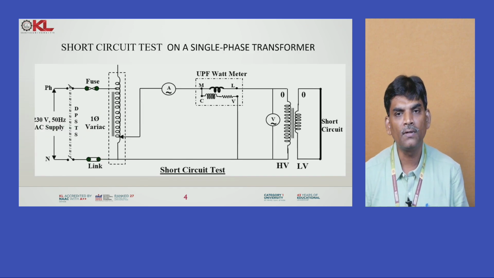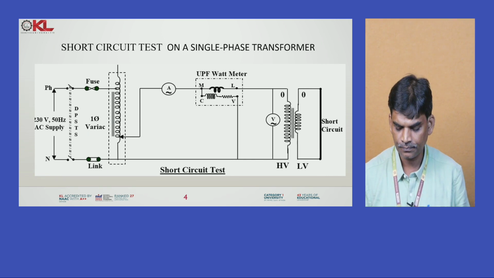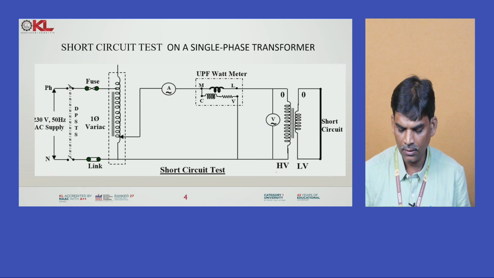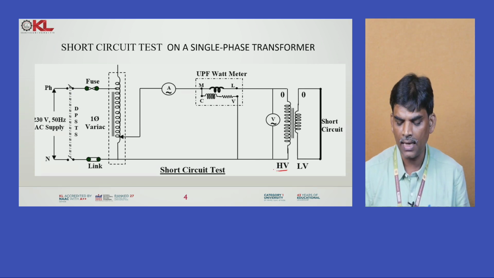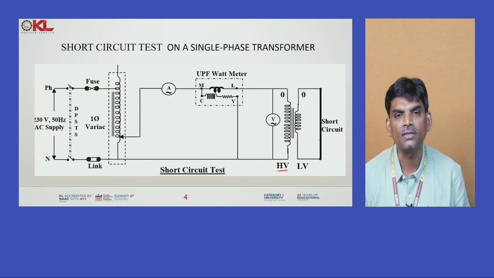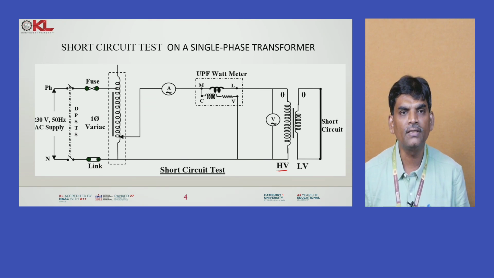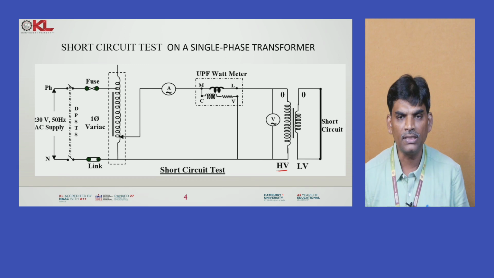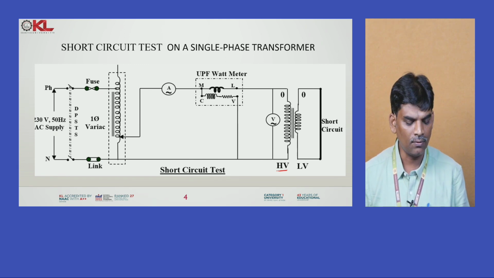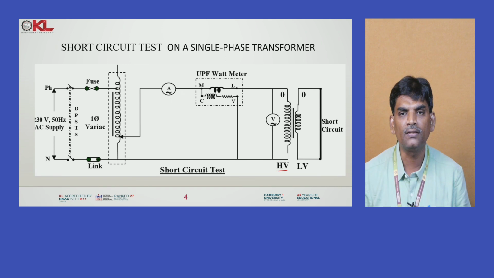So, this is the circuit diagram of the single phase transformer. Generally the short circuit test is done on the HV side, and the LV side must be short circuited. The reason is that in the SC test we are not applying the rated voltage. Very little voltage is applied until it reaches the rated current, because any winding can withstand up to the rated current.